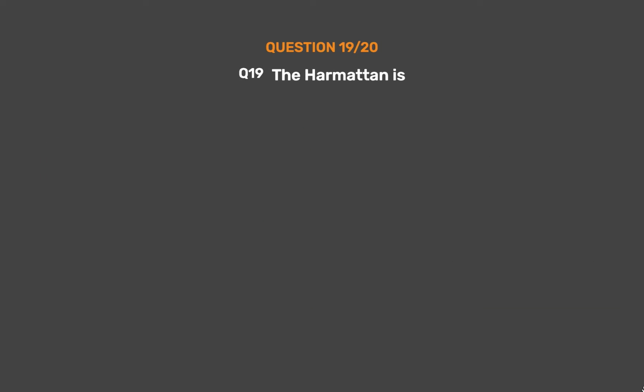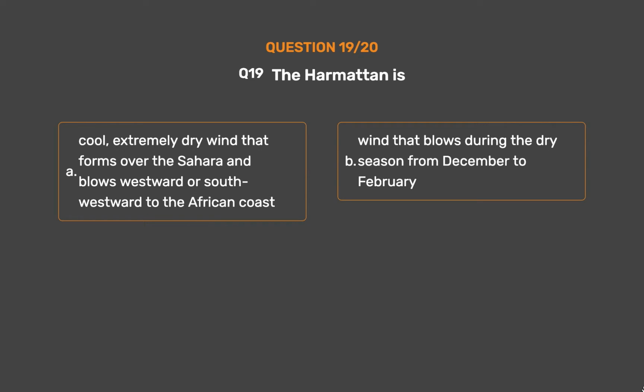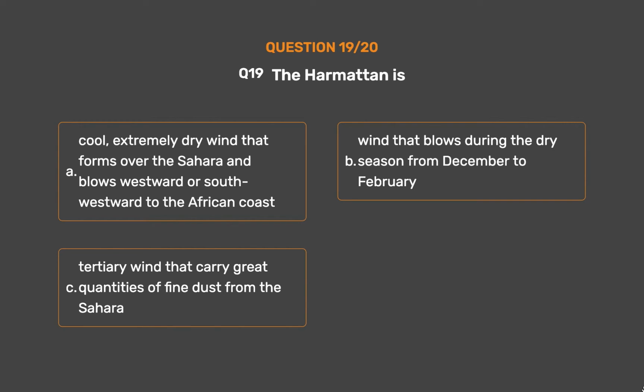Question number 19. The Harmattan is option A, a cool, extremely dry wind that forms over the Sahara and blows westward or southwestward to the African coast. Option B, a wind that blows during the dry season from December to February. Option C, a tertiary wind that carries great quantities of fine dust from the Sahara. Option D, all of the above.